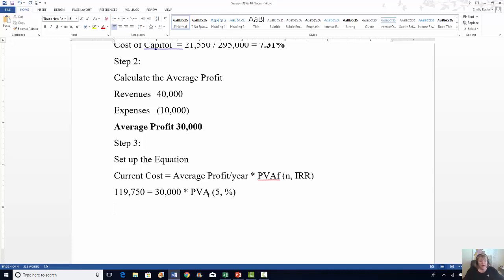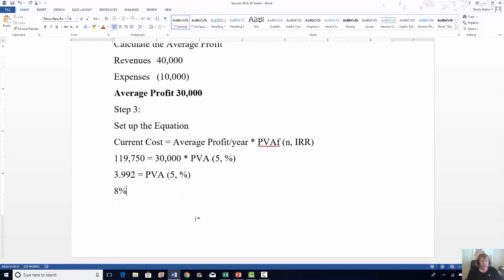So dividing 119,750 by 30,000, we get 3.992 is our present value of the annuity, 5%. And when you divide that by 5, you're going to get 8% is our IRR. So yes, it is higher than our hurdle rate. It's higher than our hurdle rate, so we will do it.